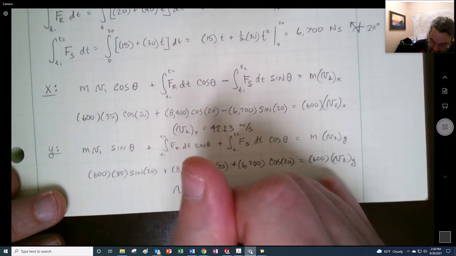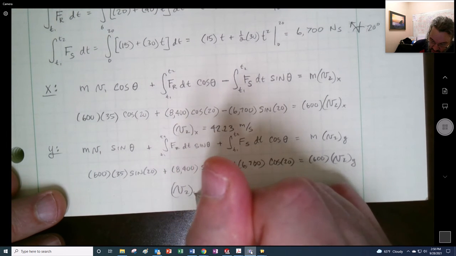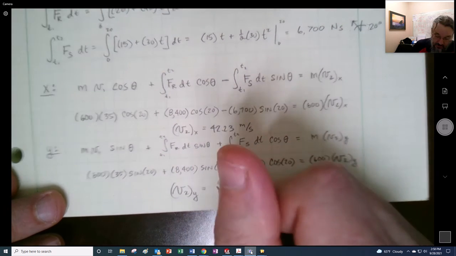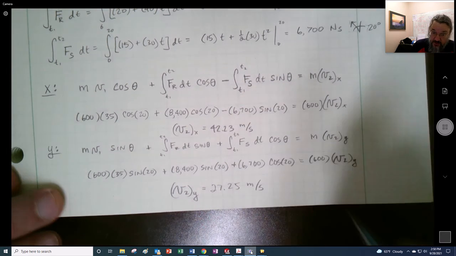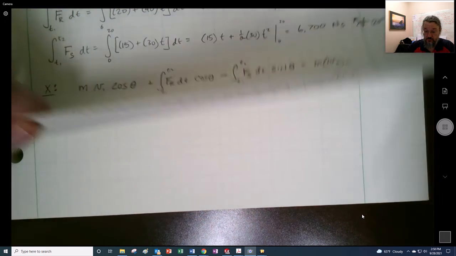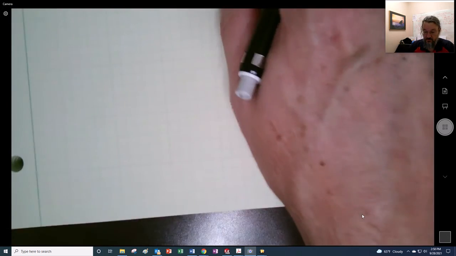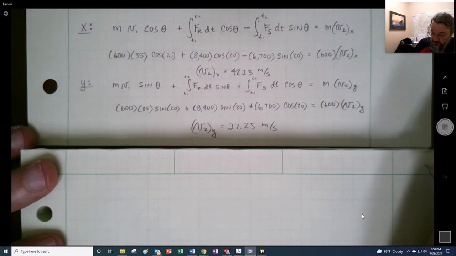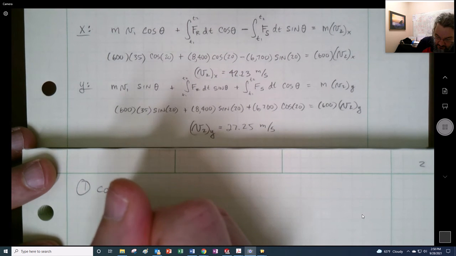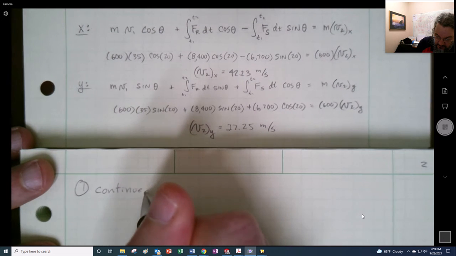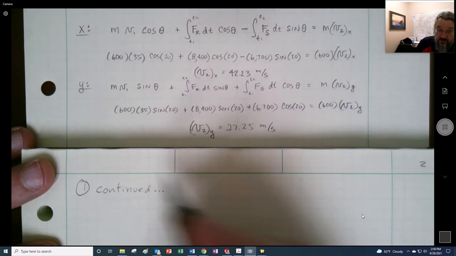And if I did the math correctly, v2y is going to be 27.25 meters per second. So let's see, I already have the tear off 2 pages. And continuing on from here, this is page 2. We'll fill out this later.